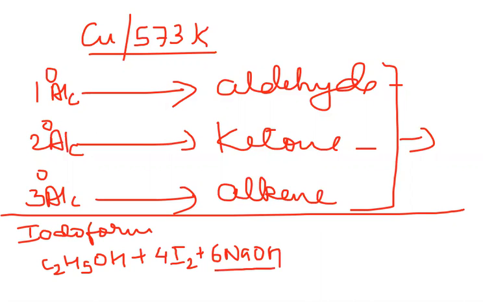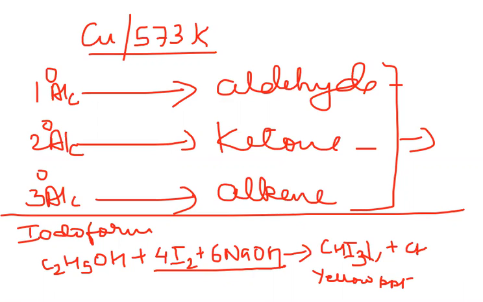These two will form sodium hypohalite. This is going to give you a yellow precipitate of CHI3, that is iodoform. Yellow precipitate of iodoform is obtained. Of course, the rest of the thing is going to be CH3COONa.